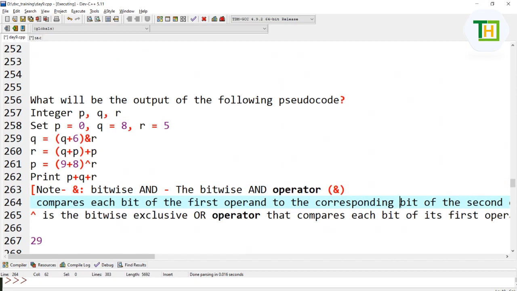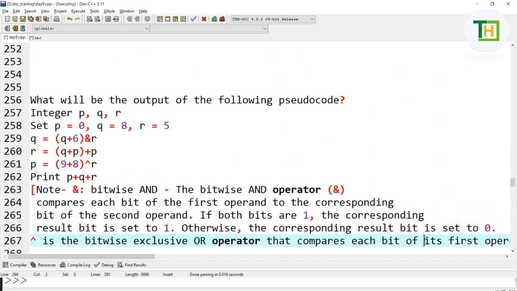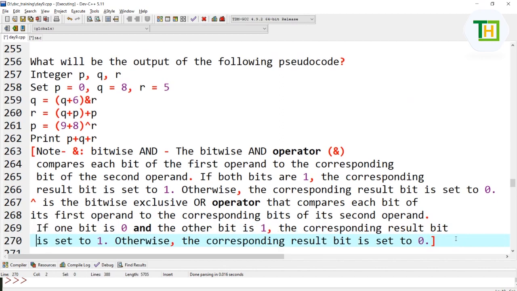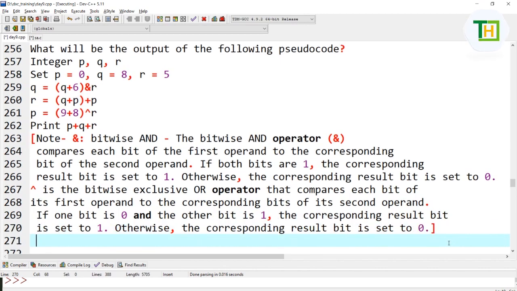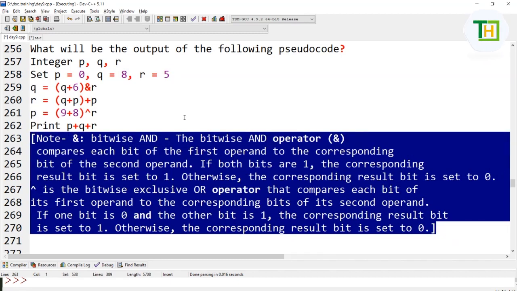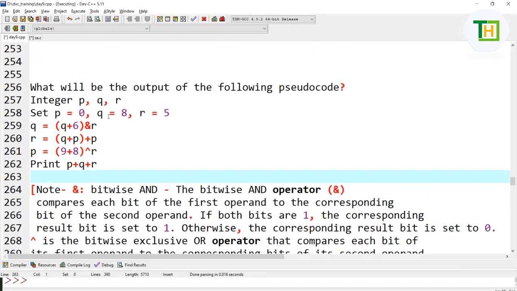Going to the next question. The question is very small, but the note is very big here. The note contains nothing else. This is a bitwise AND operation and this is a bitwise XOR operation. That's it, nothing else. That is what it is saying. Bitwise AND and bitwise XOR.